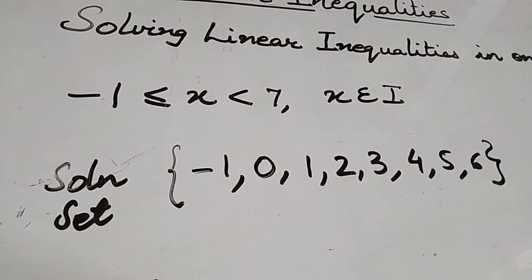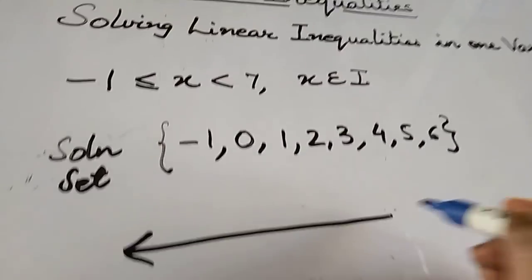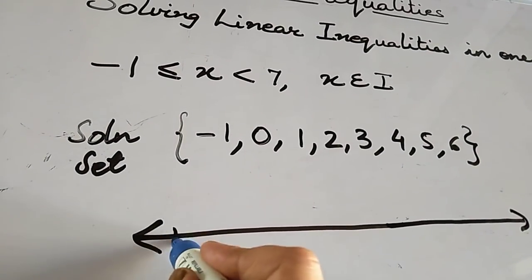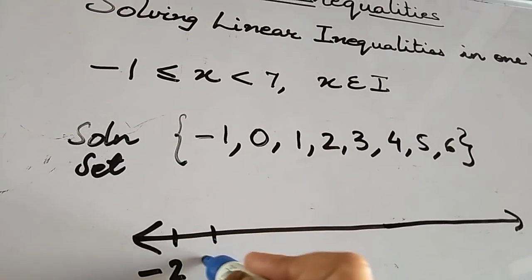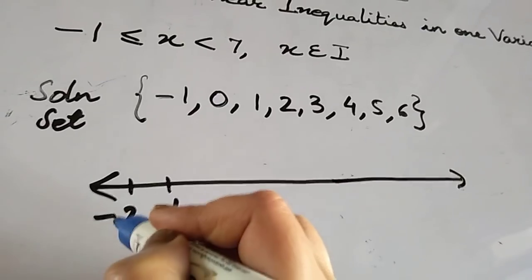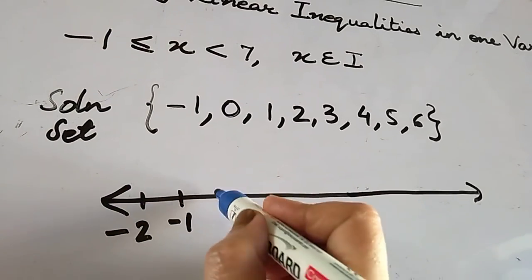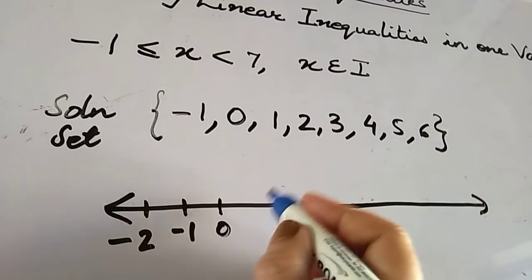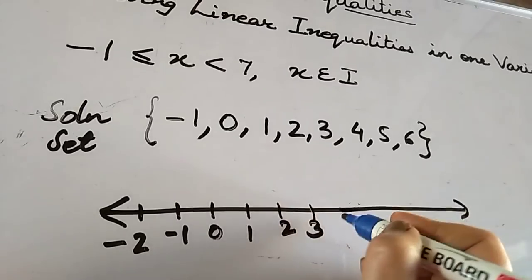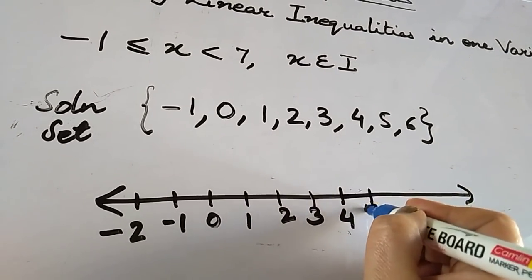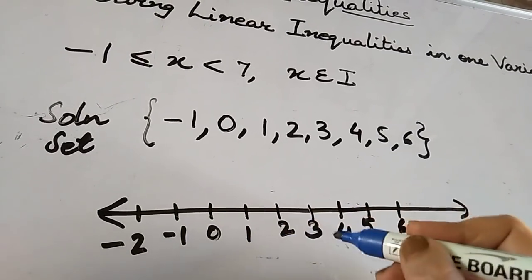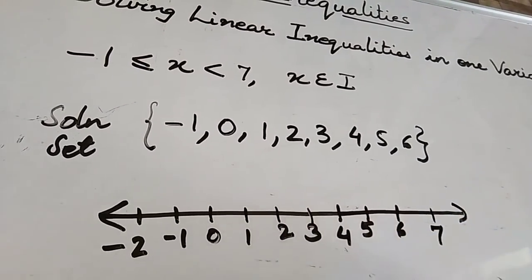And by this time you all know how to represent it on a number line. I told you that you have to take one number extra on both sides, -2, because we are starting with -1, so I have to take one extra on the number line. At least one extra, there can be more. And these intervals should be equal, approximately at equal distance: 1, 0, 1, 2, 3, 4, 5, 6, and I'm taking till 7 here.